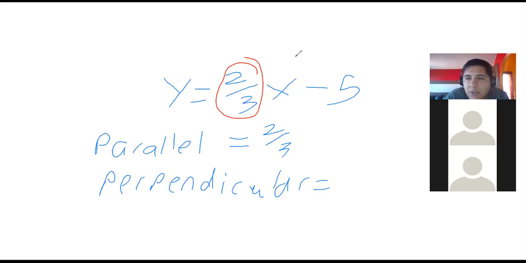Now, April, with this one, you said that it was negative. So this would apply for a perpendicular line. But it's not only negative, but what else would happen? You flip it. You flip it. So negative 3/2.